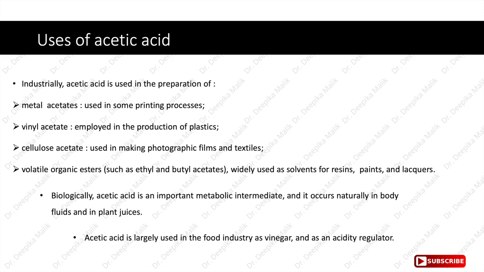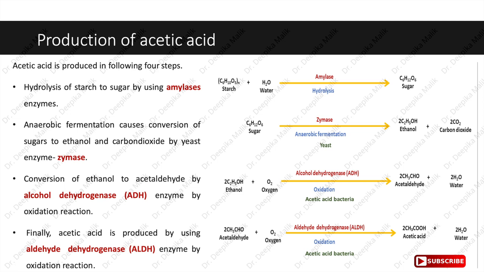Now let us see the steps involved in the production of acetic acid. Acetic acid is produced in the following four steps. In the first step, hydrolysis of starch to sugar takes place by using amylase enzymes. In the second step, anaerobic fermentation causes conversion of sugars to alcohol and carbon dioxide by the yeast enzyme zymase. In the third step, conversion of ethanol to acetaldehyde and water takes place by the enzyme alcohol dehydrogenase by an oxidation reaction. And the last step is conversion of acetaldehyde into acetic acid by using the enzyme aldehyde dehydrogenase. This is again an oxidation reaction, and the last two steps are done using acetic acid bacteria.